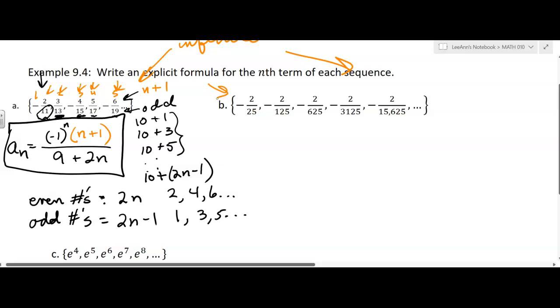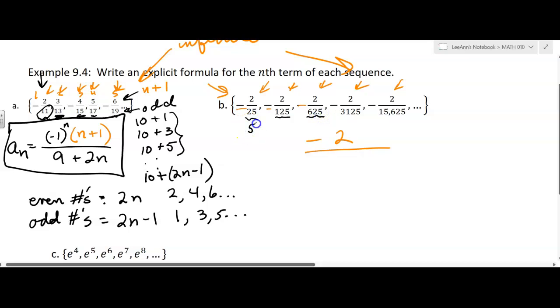Okay, so let's go over to this one. So you'll notice that they're all negative. Negative, negative, negative. Okay, so that's great. We just know it's going to be negative. You don't have to put in a -1 to any power. It's just going to be negative. And look at the numerators. They're all 2's. Those are constant. So the numerator is 2. Okay, the denominator, though, that's changing. So you have 25, 125, 625. Do you see a pattern?